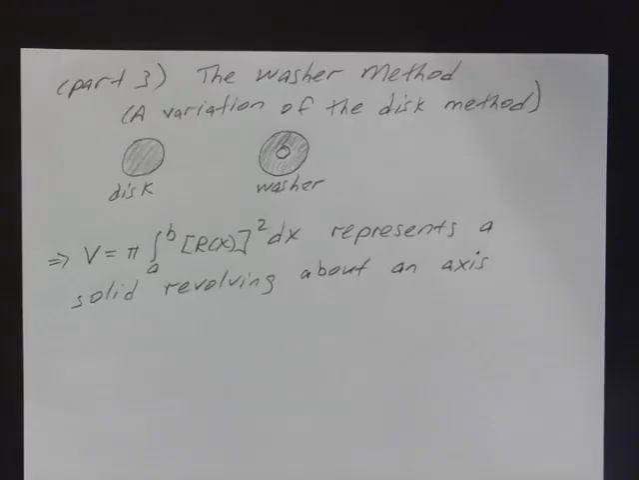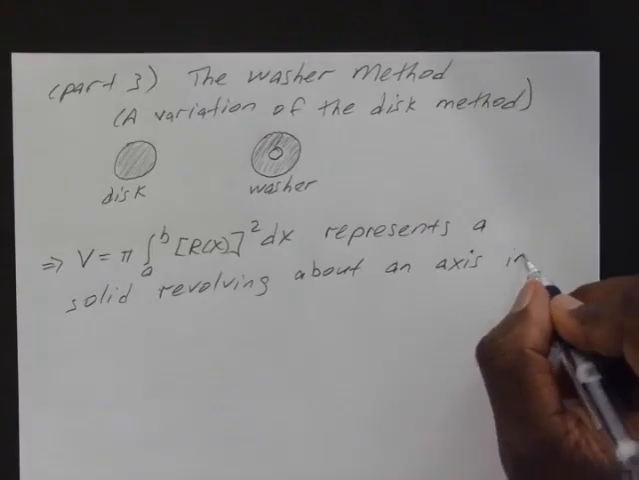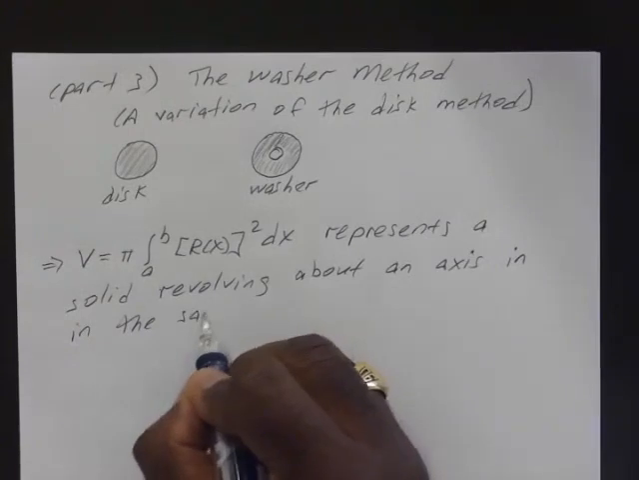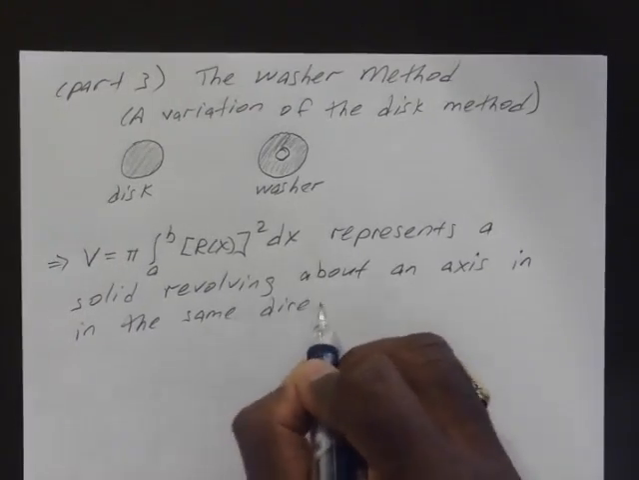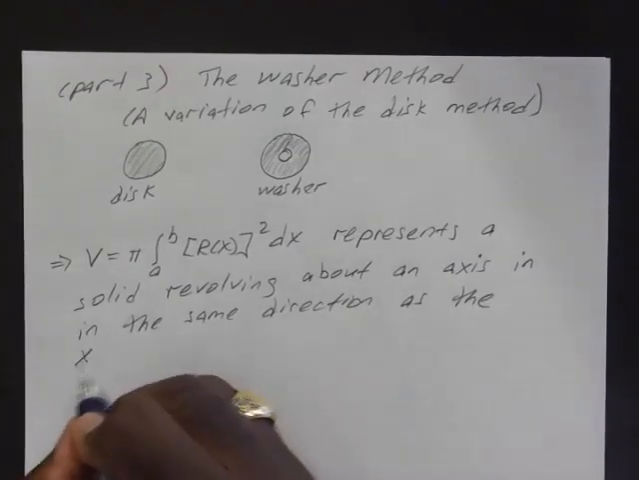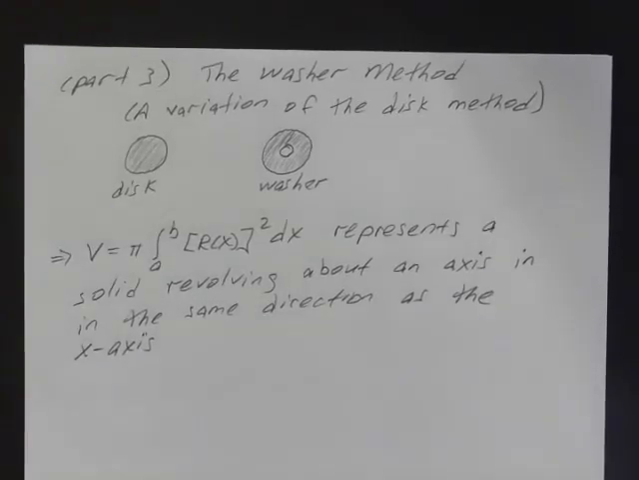Now, it didn't say x-axis because, as you saw in the previous problem, sometimes it can revolve around y equals 1 or something like that. So there's an axis somewhere, but it's not always the x-axis. So it's revolving around an axis in the same direction as the x-axis. So it could be the x-axis, or it could be y equals 1 or y equals -3, but it's going to be in the same direction as the x-axis.